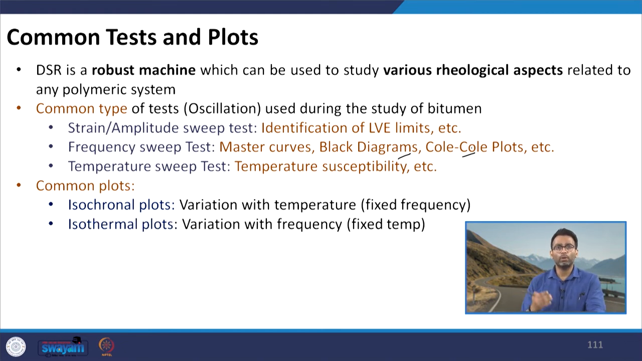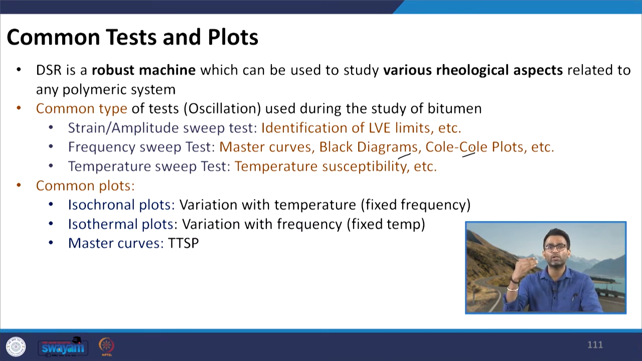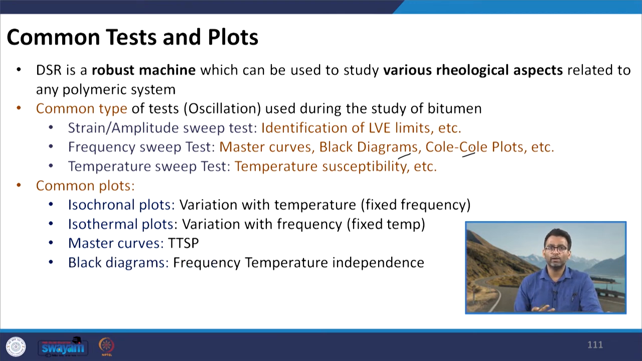Isothermal plots we can also make. In isothermal plots, we see the variation of the viscoelastic parameter with change in frequency, but again at a fixed temperature. If we have measured the response at different temperatures and we are interested in seeing the response at one particular reference temperature, but over a wider range of frequency, we can also plot master curves using the time-temperature superposition principle.